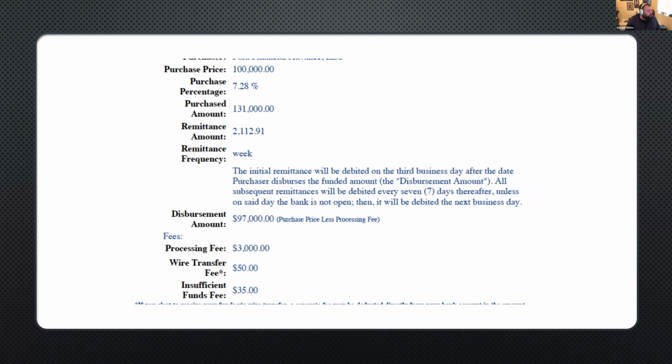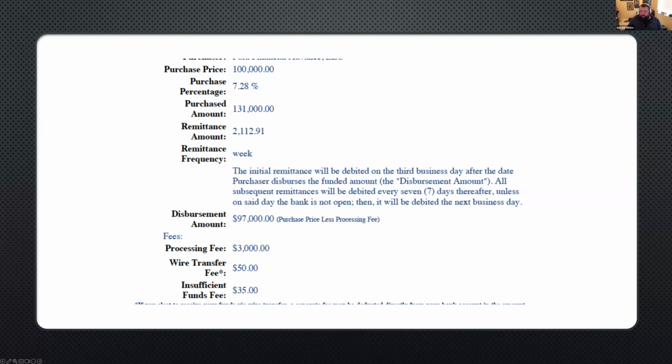So does anyone know, looking at these numbers, what the factor rate would be here without seeing it? $100,000 to pay back $131,000. Remember, factor rates are 1.1 to 1.5. Anyone? All right, the factor rate's a 1.3, right? Because 31% interest.